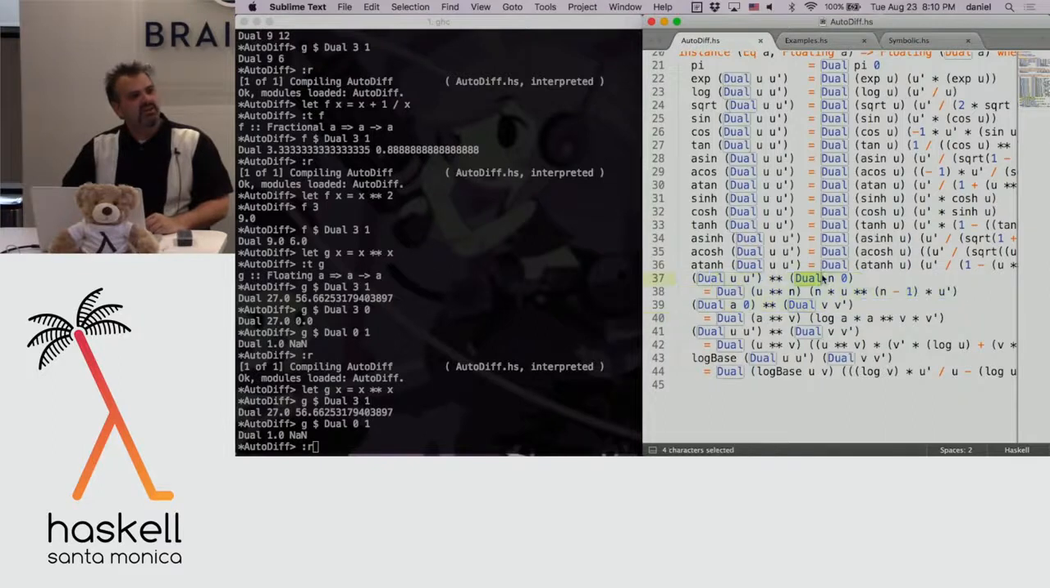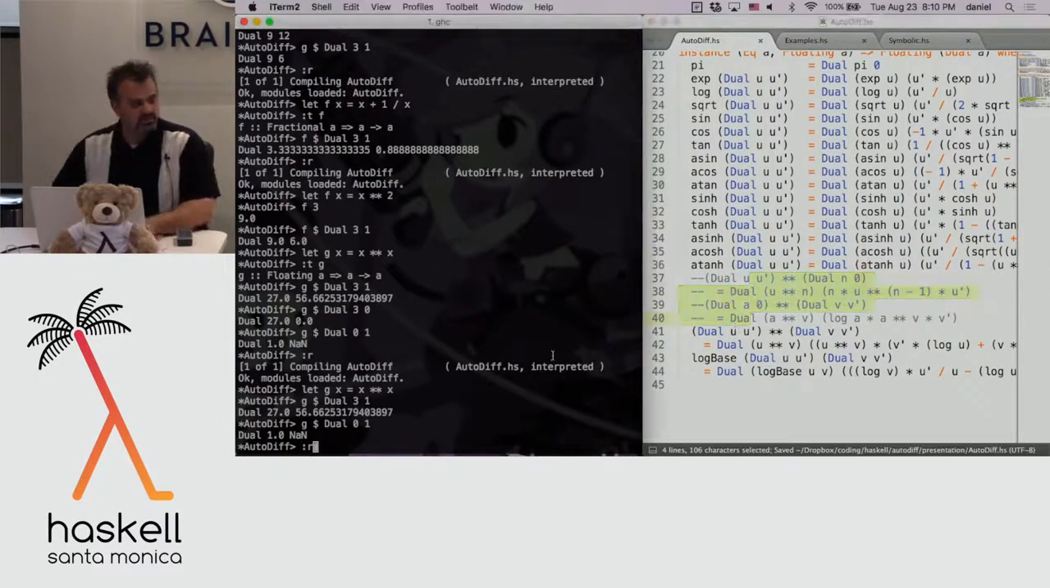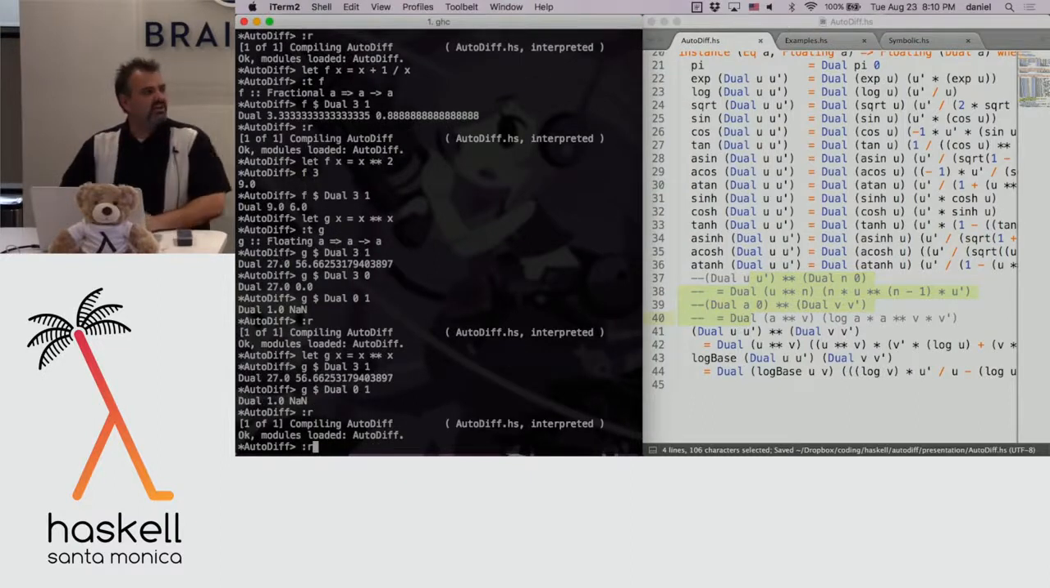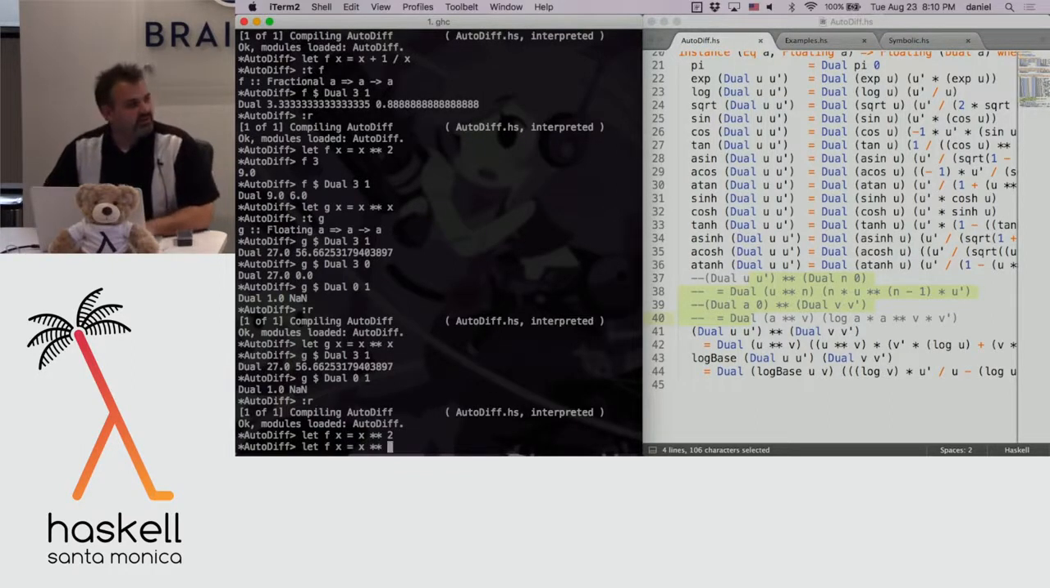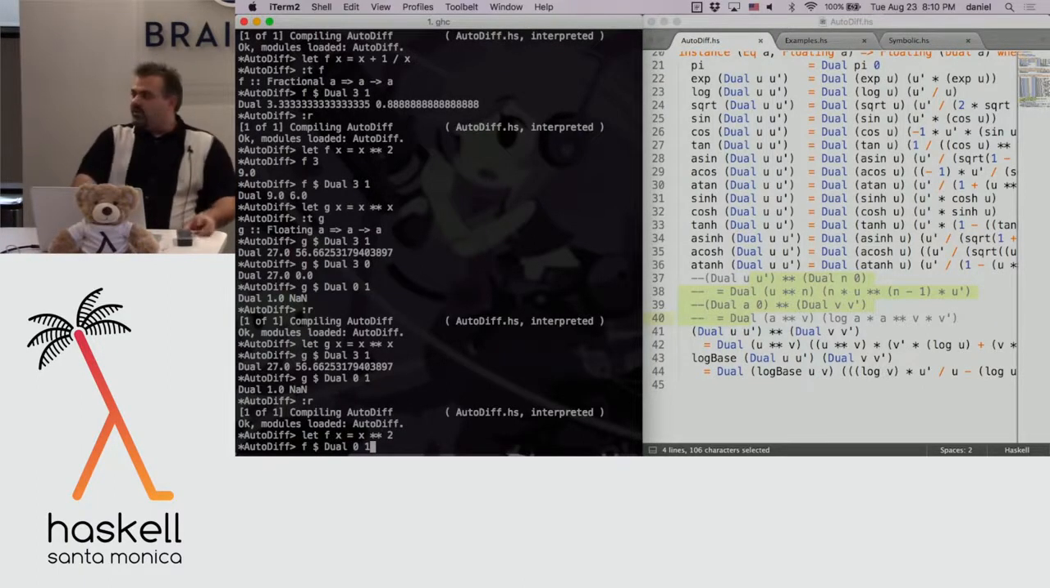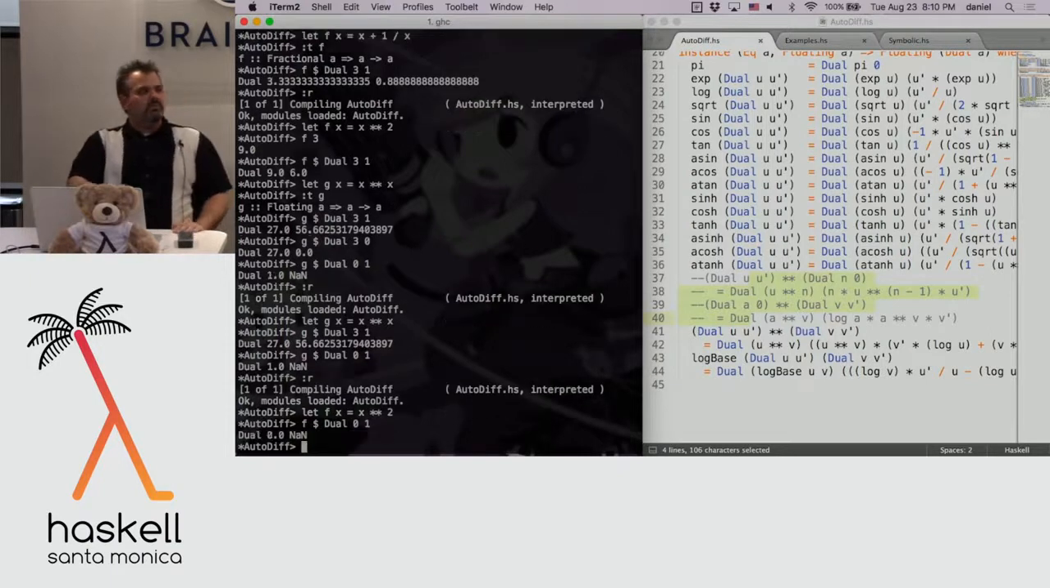So let's comment these out again. And let's get our f back. F is just plain old ordinary x squared, no problem. And let's find the f applied to dual 0, 1. So the spoiler, the answer is supposed to be 0. And we get not a number.